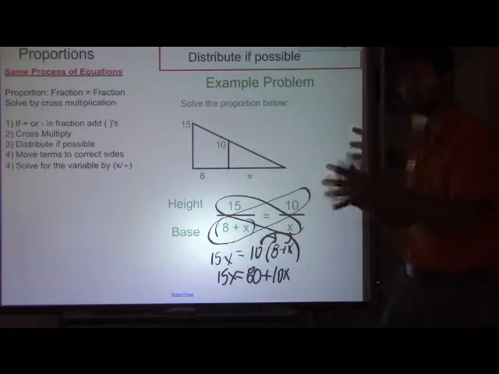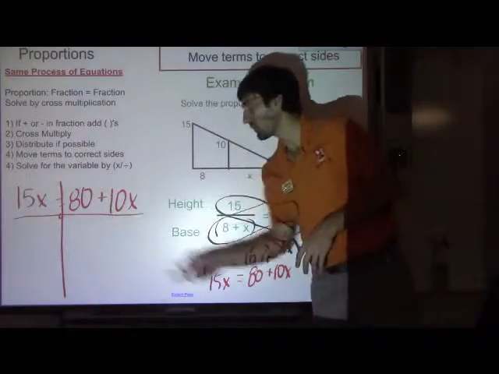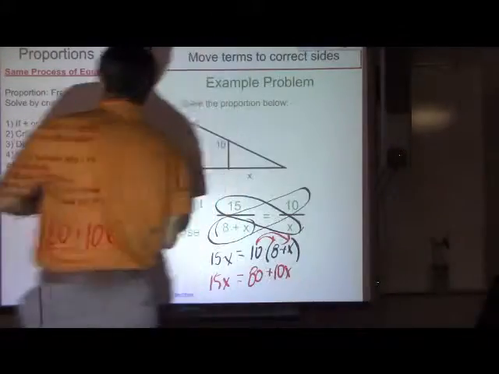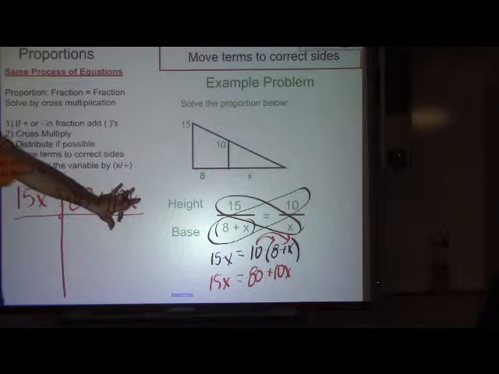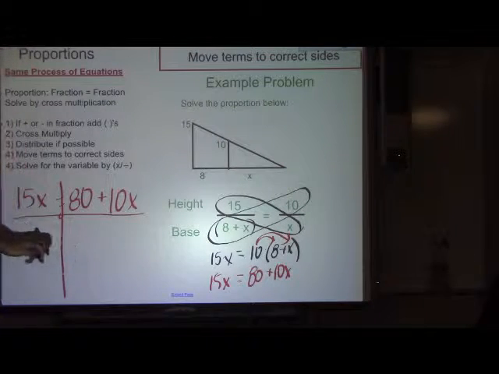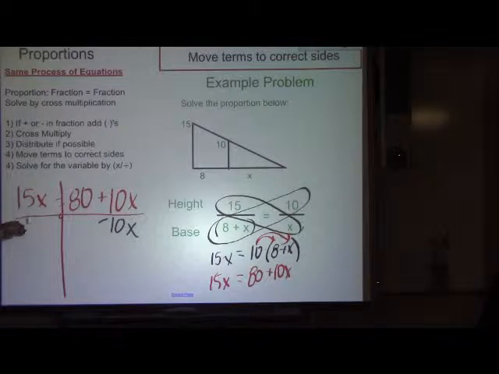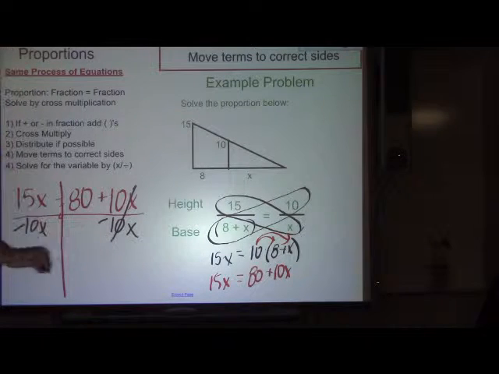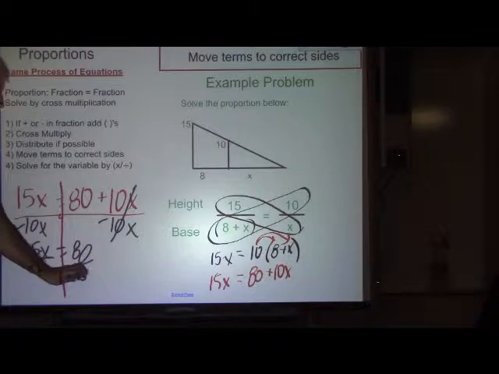So now we've got to move our terms. The next step is to move the terms to the correct side. Here I've got 15x, 80, 10x. The x's need to be together, so I've got to move this to the opposite side. When you move it, you do the inverse operations. The opposite of plus 10x is negative 10x. Those cancel out. You get 5x equals 80. Now we can finally solve. The opposite of times 5 is divide by 5.